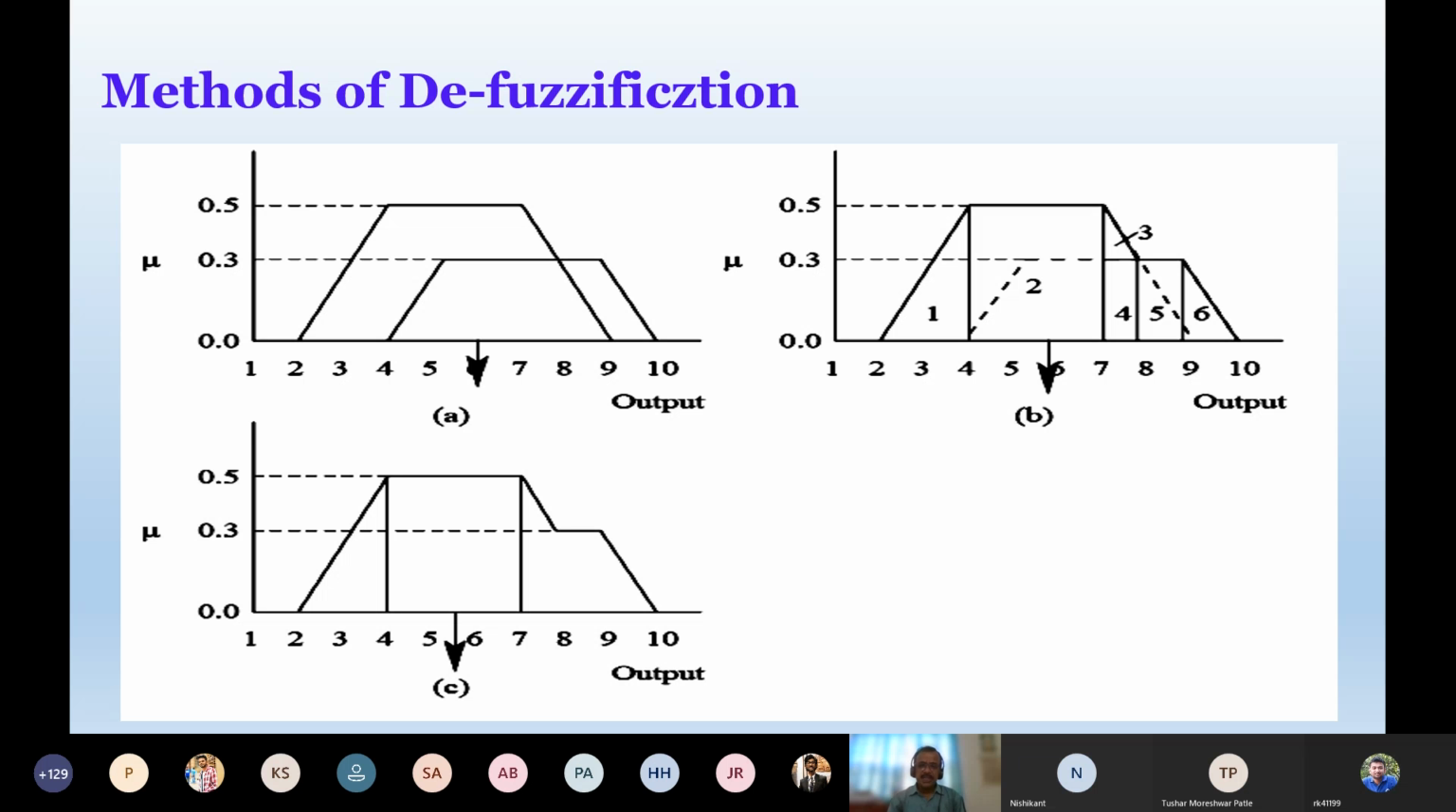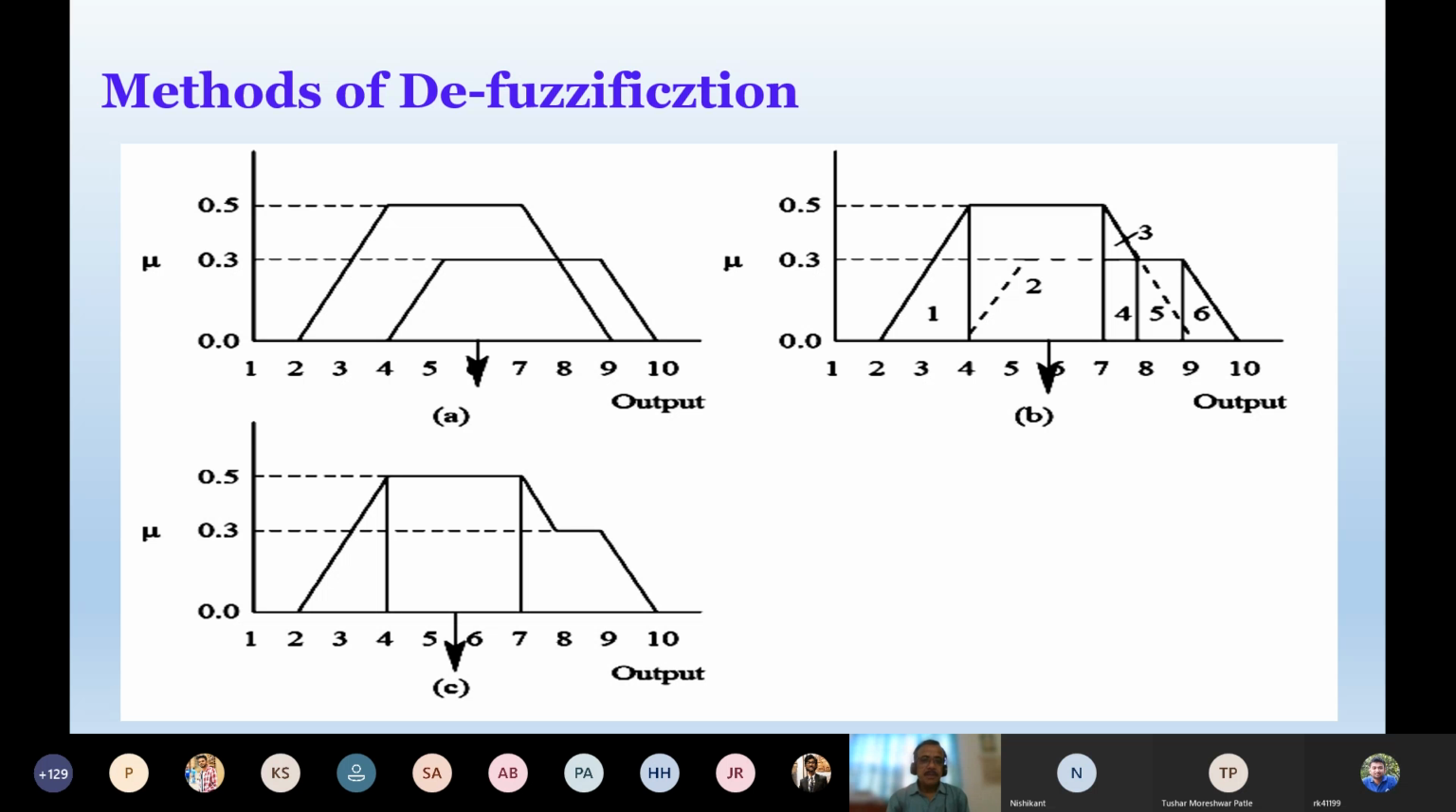So these three are the popular methods of defuzzification. And as I told, just after a few minutes, I'll be solving one numerical example, and I'll show you that it can be done very nicely.